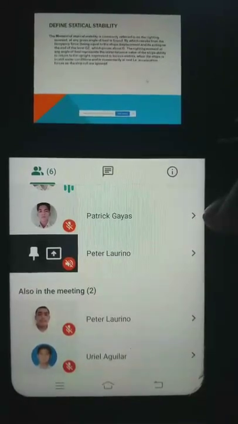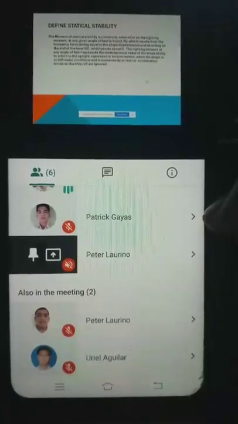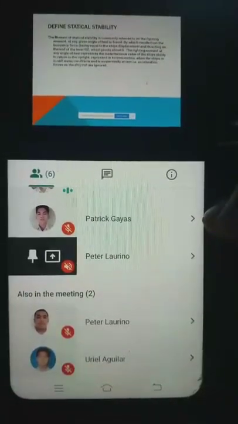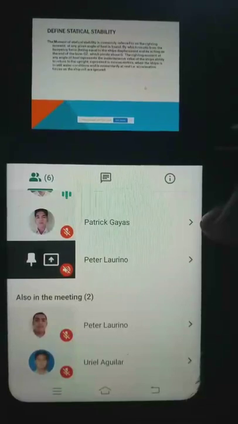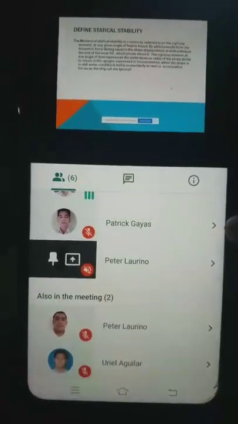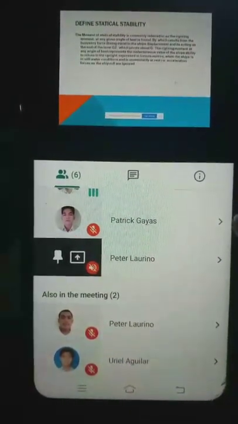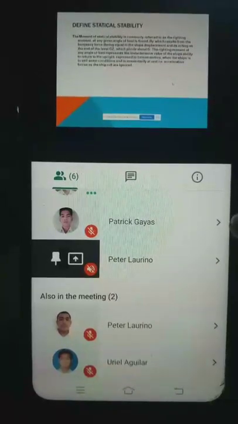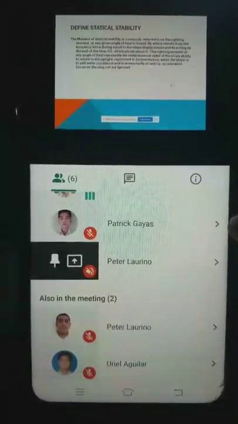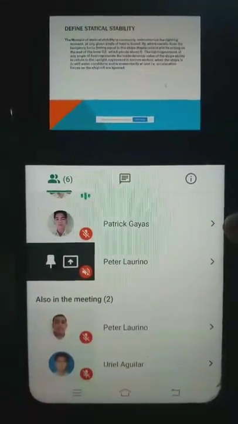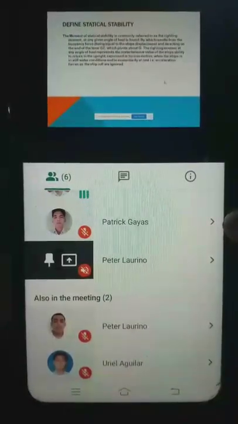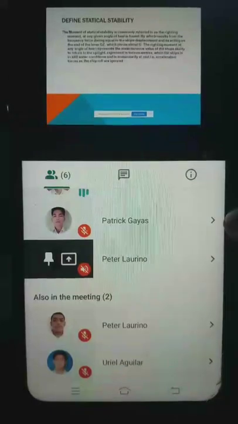Defining statical stability. The moment of statical stability is commonly referred to as the righting moment at any given angle of heel. It results from the buoyancy force, equal to the ship's displacement, acting on the end of the lever GZ, which pivots about G. The righting moment at any angle of heel represents the instantaneous value of the ship's ability to return to the upright, expressed in tons meters. When the ship is in still water condition and momentarily at rest, acceleration forces as the ship rolls are ignored.